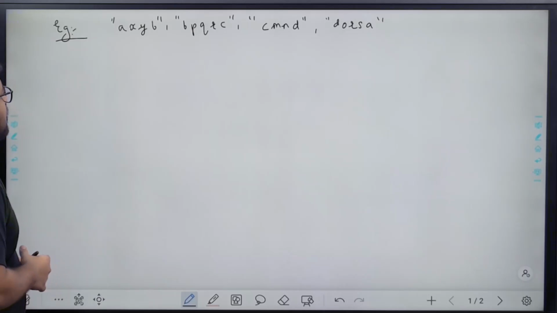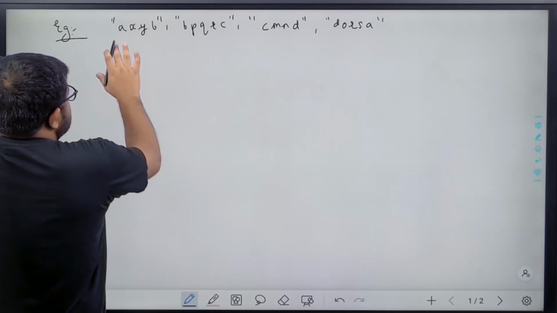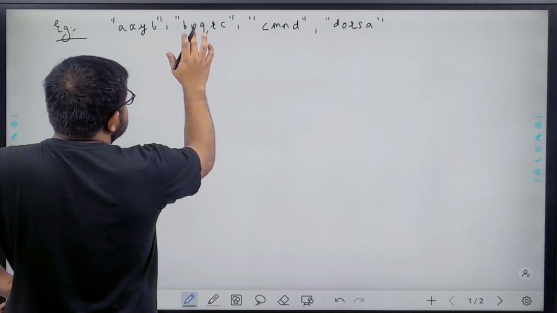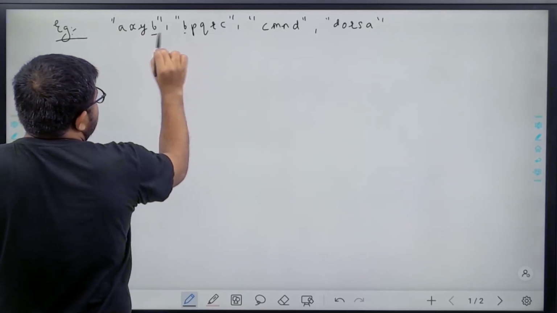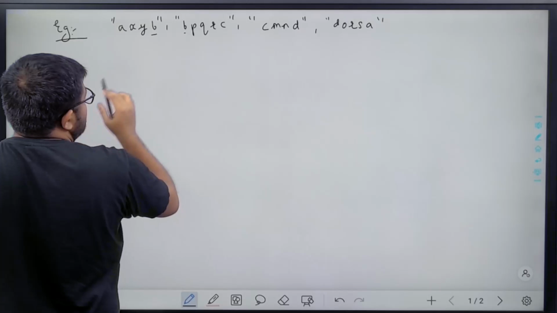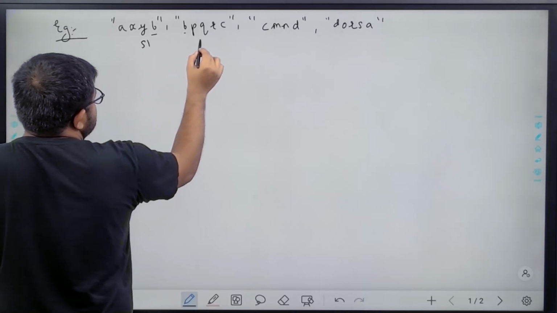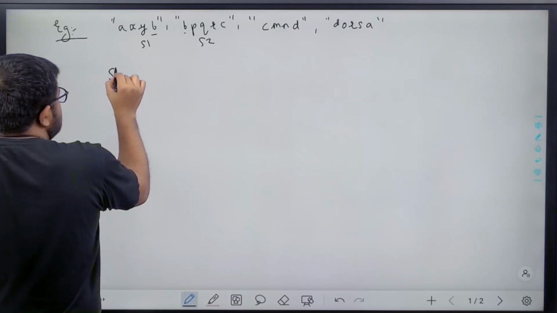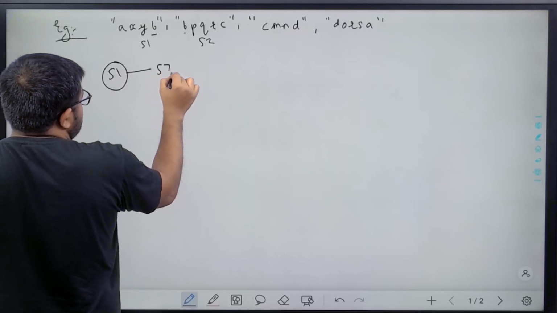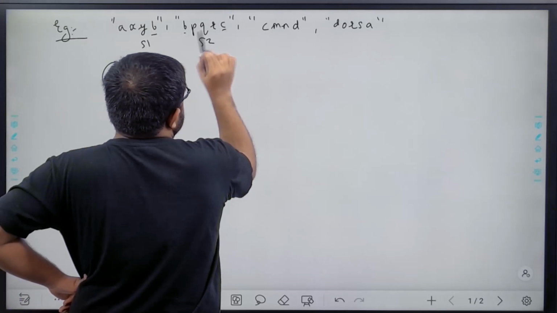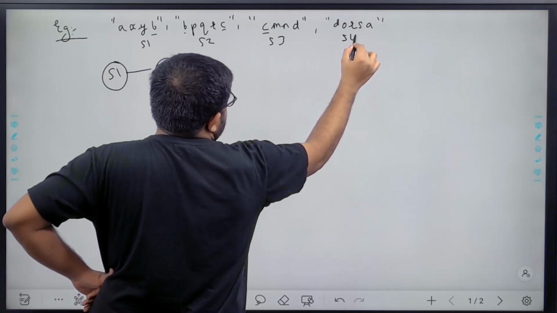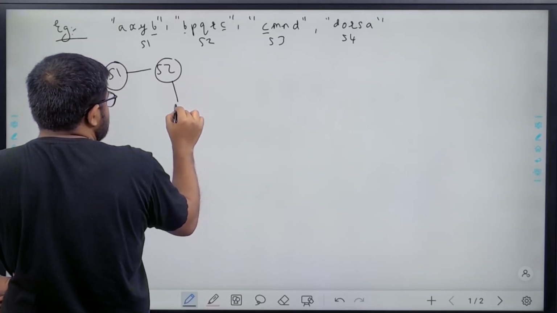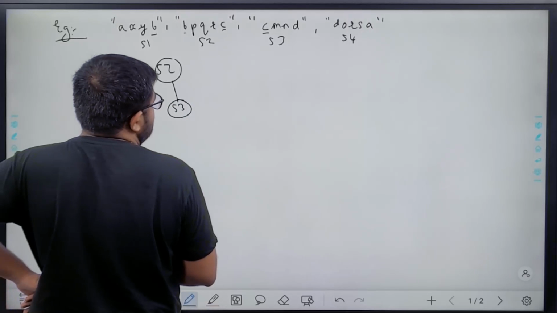Okay, so let us look at this example. So this is axyb and this is bpqrc. Your last character is b and your first character is b, so this string can be chained with this string. Let me name this string s1 and this as s2. So I chained s1 with s2. Now here the last character is c and the first character here is c. Let me name it s3 and let me name it s4. So s2 and s3 can be chained together, so s2 and s3 I have chained together.